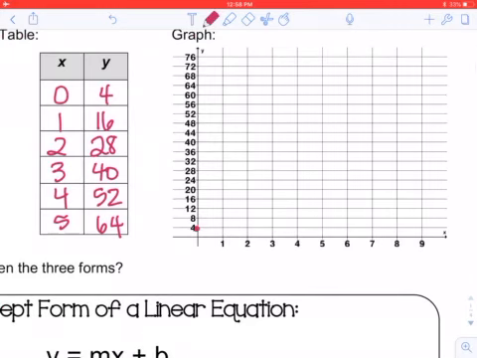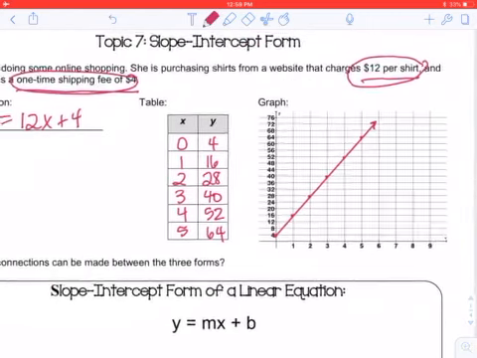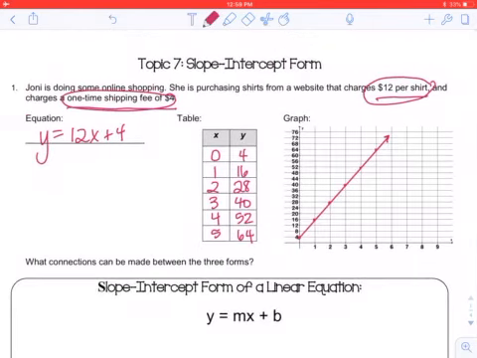Remember, the beauty of a video is if I start going too fast, you can always pause, see if you can get caught up. You can rewind to watch something again, etc. Even though this should probably be a discrete graph because you can only buy whole number t-shirts, I'm still going to go ahead and connect them just for the purposes of the notes. So the goal here is to see what connections we can make between the 3 forms.